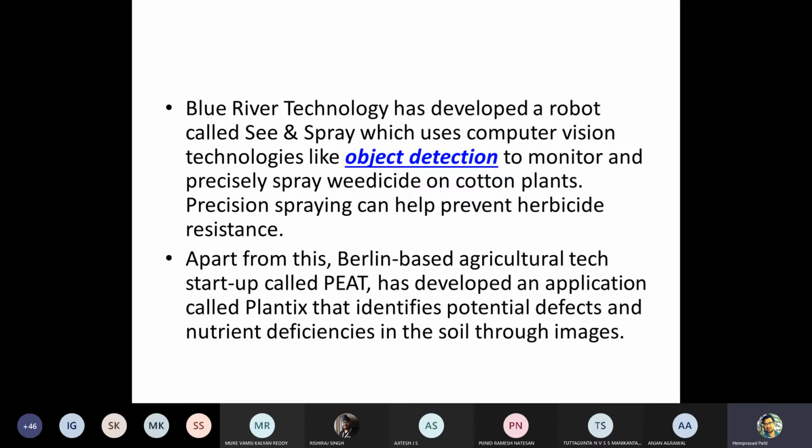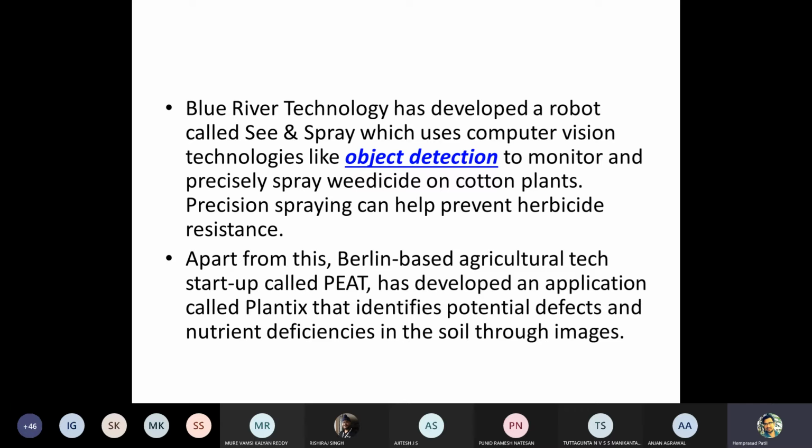So precision spraying can help prevent herbicide resistance. Herbicide resistance means the plant becomes resistant to these external medicines, and once it becomes resistant, the disease still grows and it ends up in not better quality yield. Okay, so the quality of yield is not good, the output is not better.